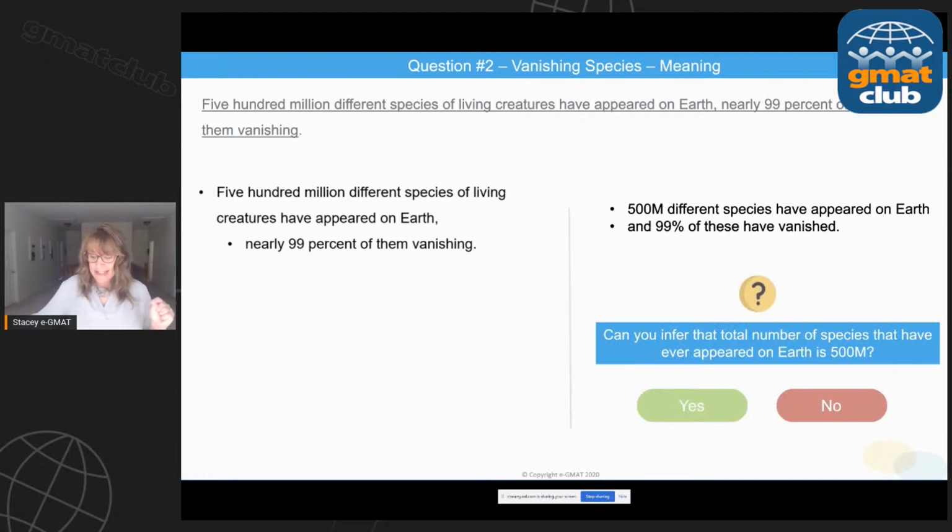So let me ask you this. Can you infer that the total number of species that have ever appeared on Earth is 500 million? From reading this sentence, can we infer that the totality of species, that total number that have ever appeared on Earth, is 500 million? I want you to think about that. Read through this sentence. Think about that meaning. Can we infer, meaning-wise, that the total number of species that have appeared on Earth is 500 million? You can answer in the poll. I'll give you about 30 seconds to think about this meaning. There's some inferencing that has to happen here.